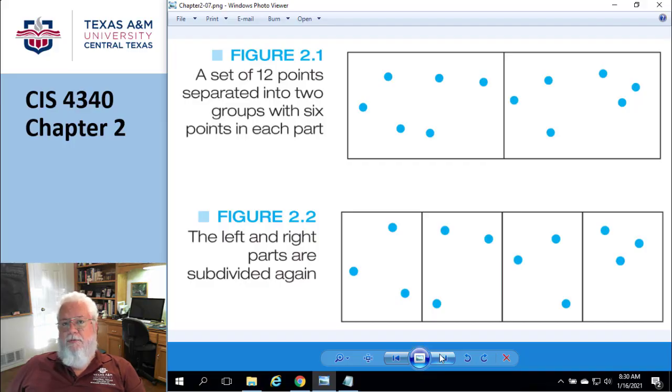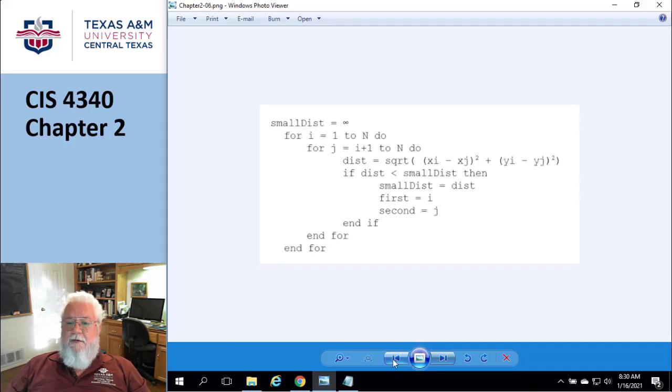I guess the brute force approach would be to go in there, look at the x and y coordinates, figure out the distance, and then keep the smaller one. So this one and that one, this one and this one, this one and this one, then move on to that one. This one and this one, then move on to this one. So here's the brute force, hunting for the smallest distance.